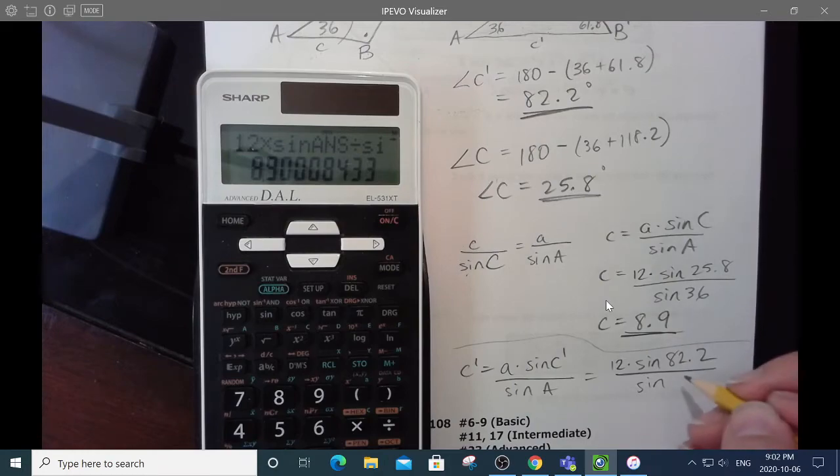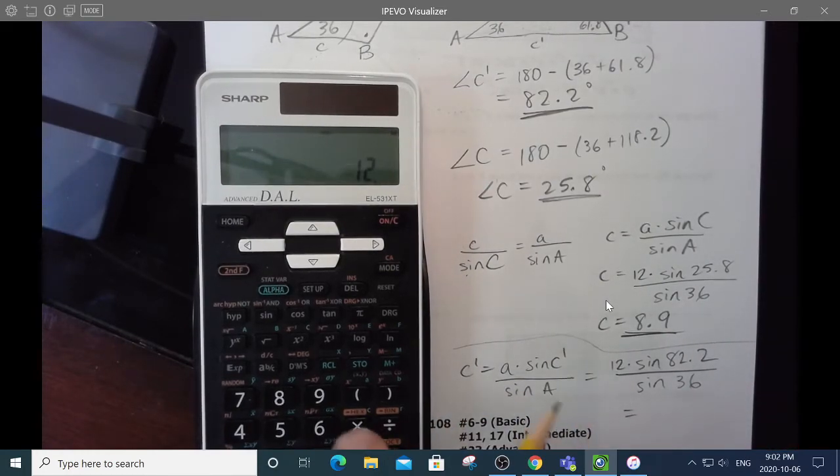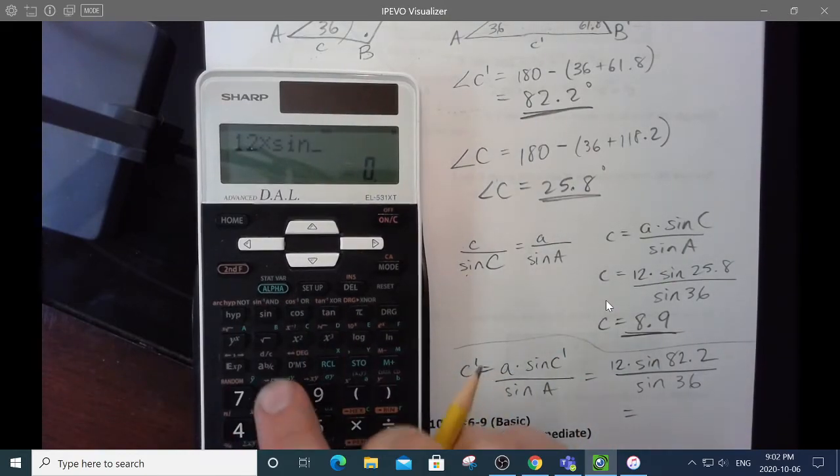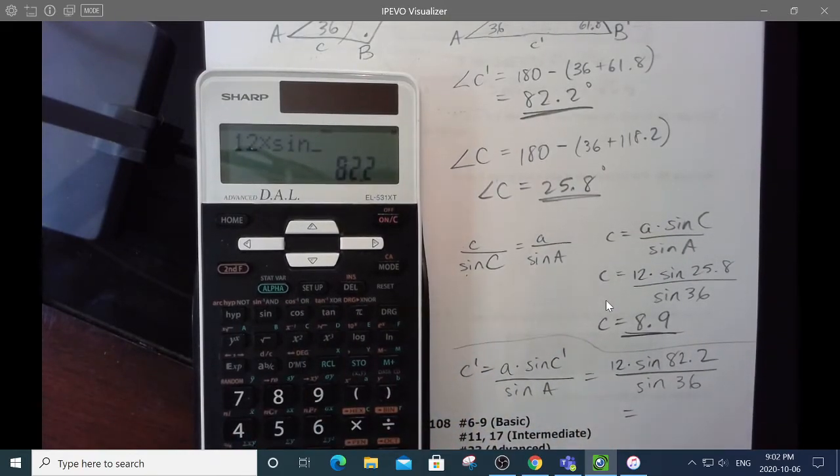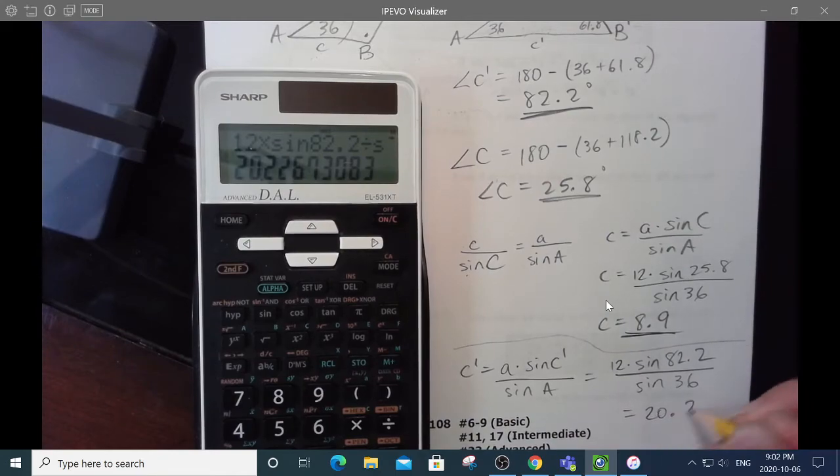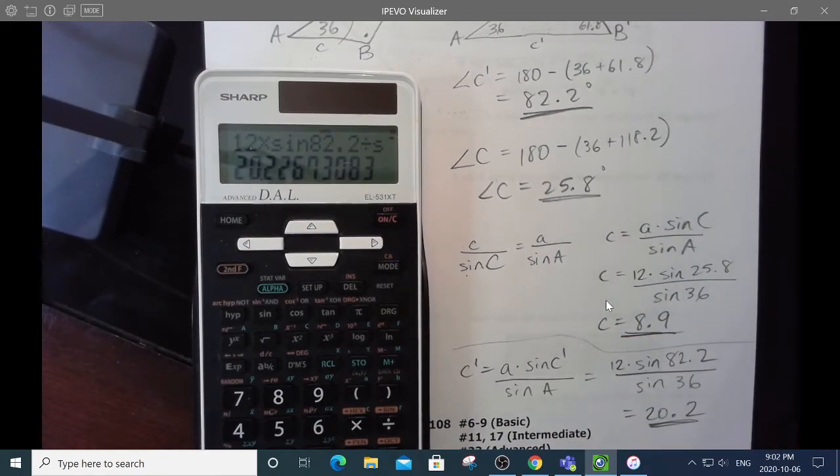What was angle A again? 36 degrees. And there we go. So that's going to be 12 times the sine of 82.2. If I really did care about accuracy, I would have stored some of these numbers into my calculator's memory so that I could access them without rounding them. And divided by the sine of 36. That's going to be close enough. It's going to be 20.2. And we did predict that this would be much longer than that, which it is.